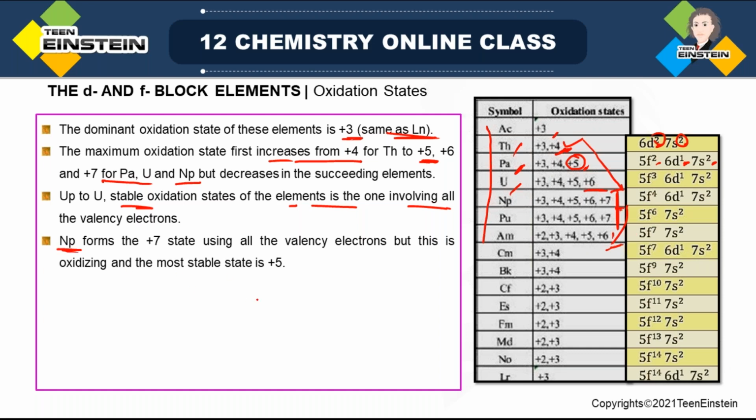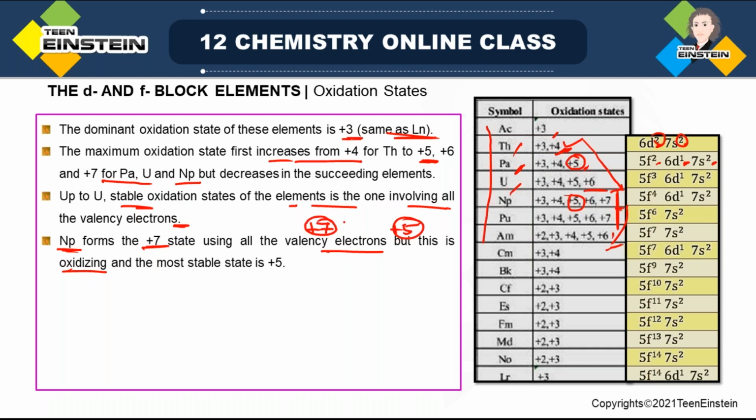Then the next one, neptunium, forms +7 using all the valence electrons, but it is not the most stable state. Okay, so up to uranium, you can say that the maximum oxidation state is the most stable oxidation state. But after that, for Np, though we can see up to +7, this is not the stablest one. The stable one is +5. That means when it is in +7 state, using all the valence electrons, this will be oxidizing in nature. That means +7 is more observed, but +5 is more stable.